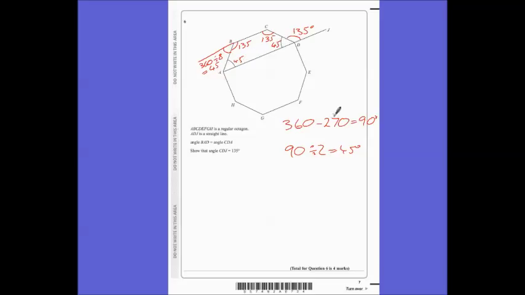It's vital that we show this working out here so that they know that you're not using the original 135. Once we've got that, we know that angles on a straight line add up to 180. So 180 minus 45 equals 135 degrees for angle CDJ. So you've just got to show that it's 135 without using the fact that you were given that it was 135.